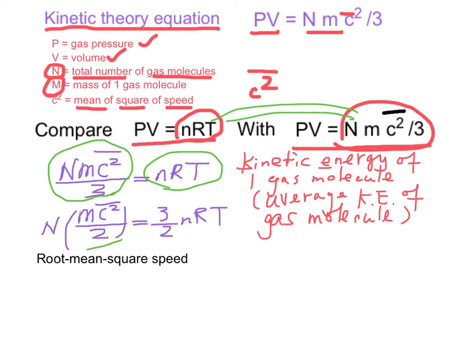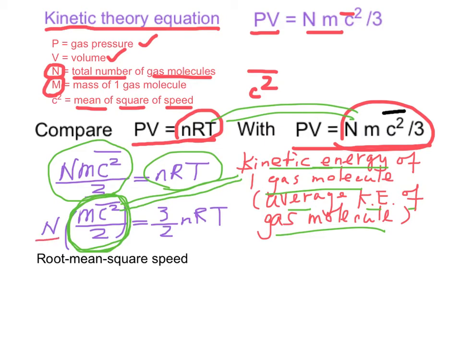And this expression, m c square mean over 2, is equal to the kinetic energy of one gas molecule, or we say this is the average kinetic energy of a gas molecule. This expression is very important.